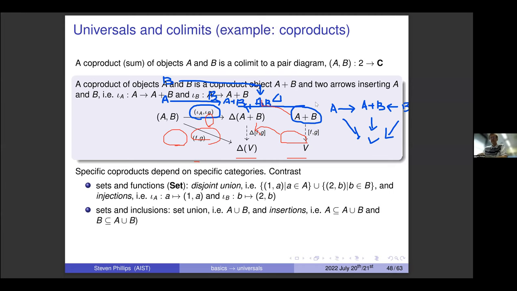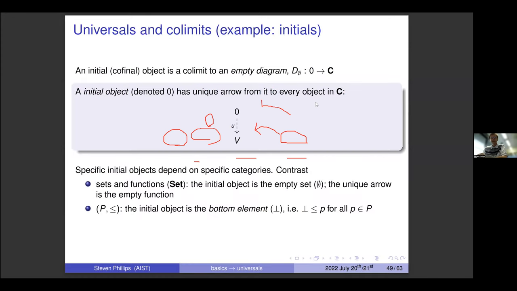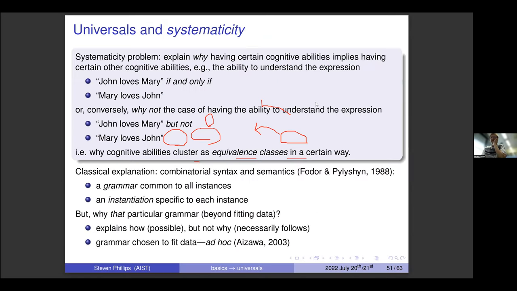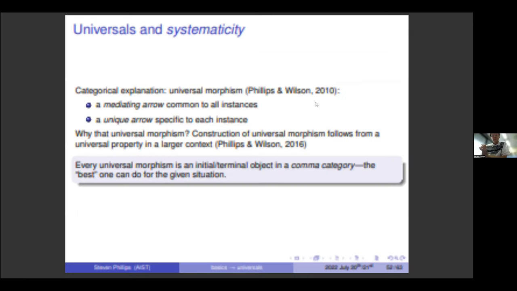Perhaps the thing I want to say most is getting back to the link. The whole point of doing universal constructions was to address these systematicity and productivity issues in cognitive science. It'll take an entire tutorial just to explain the systematicity point, but basically it's the notion that there's a common structure, and that's the reason why we have these clusters of abilities, and the universal morphism captures this common structure.